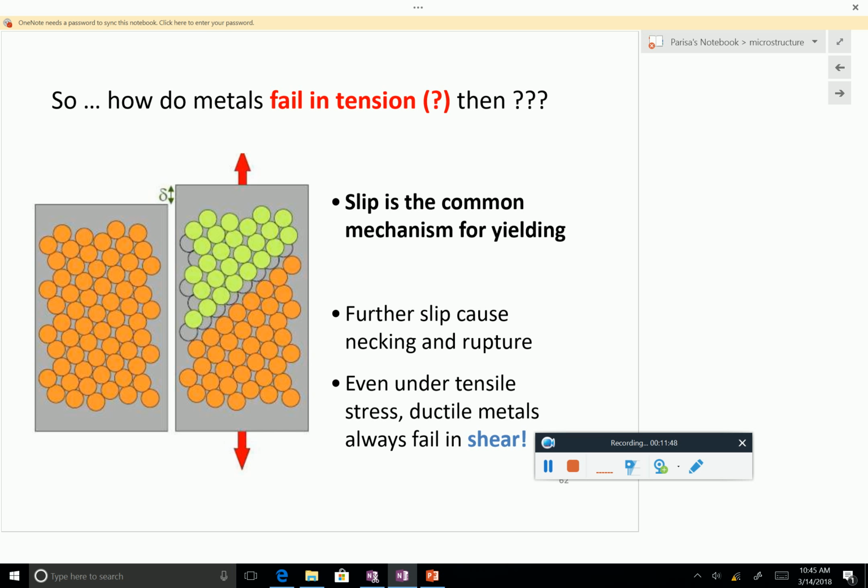So you can see here that even when you apply tension, the breakage type is actually shear. So ductile materials, like metals, always fail in shear when the two planes slip past each other. And this is how they fail, even when you apply tensile forces. Any questions so far?